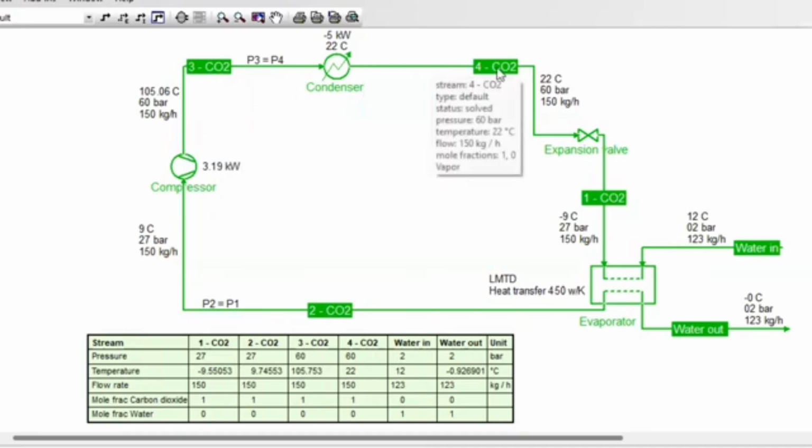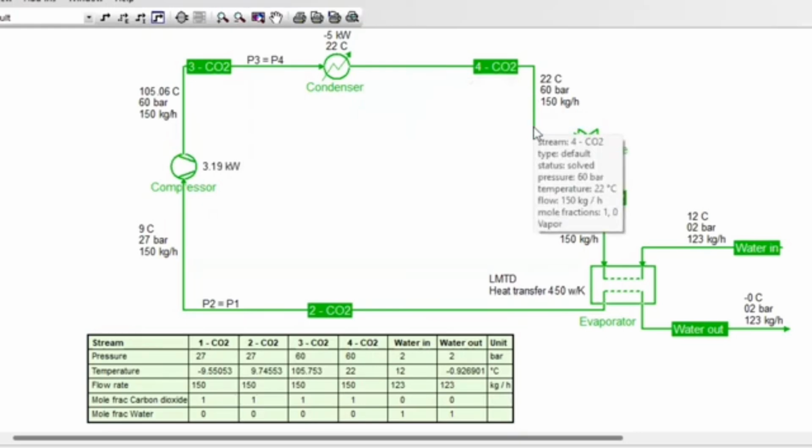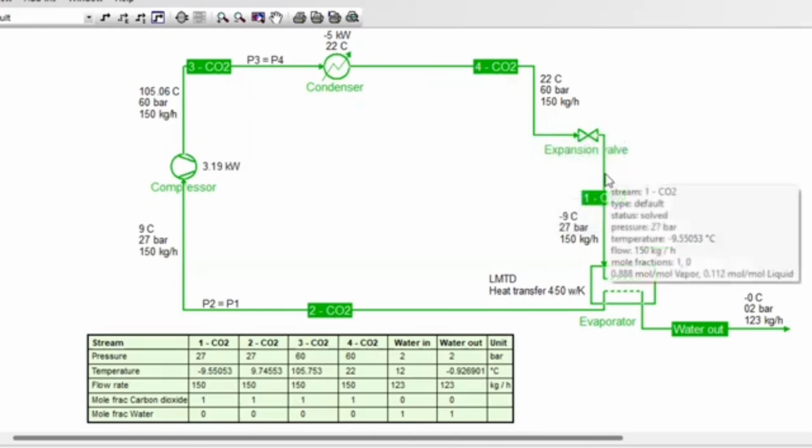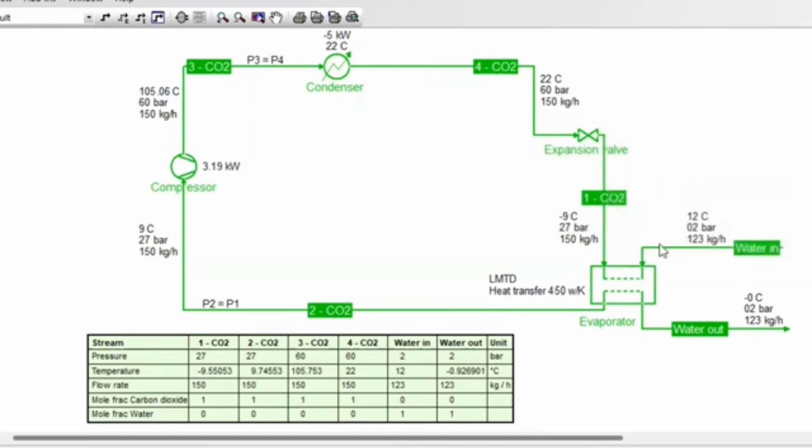The second step is the condenser. The pressure at condenser and at the compressor streams is kept constant at 60 bar. Next step, step number 3, the throttling step, which is the expansion valve. The pressurized carbon dioxide will move through the expansion valve, which is the gateway into the area of low pressure.